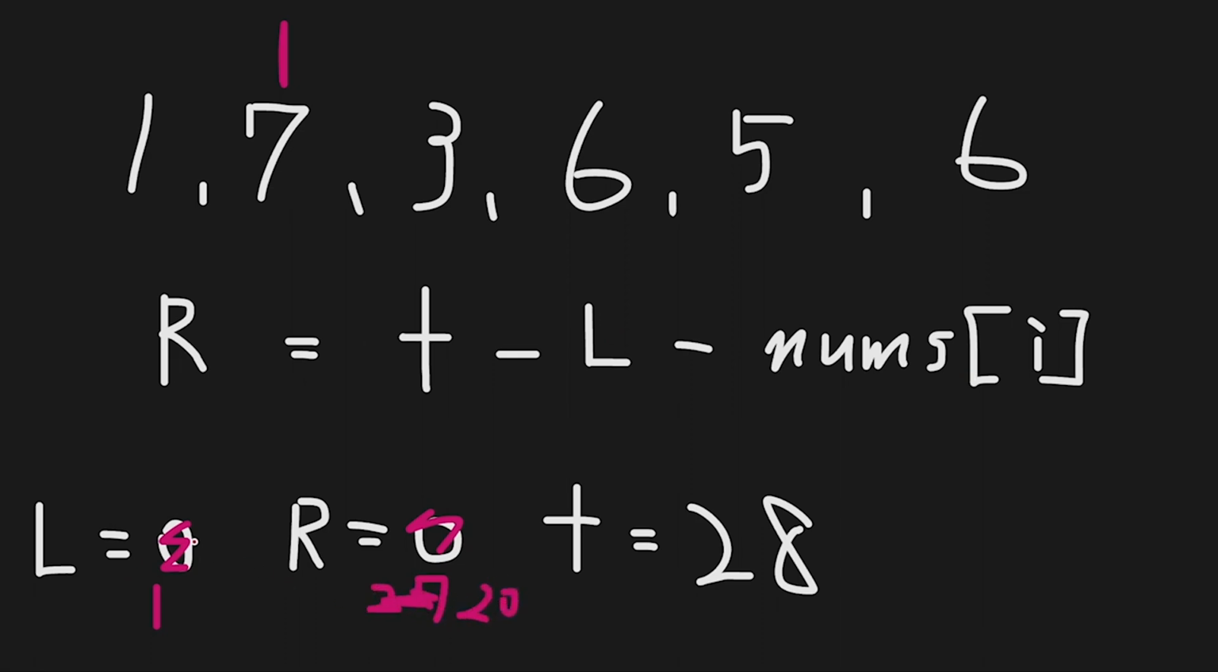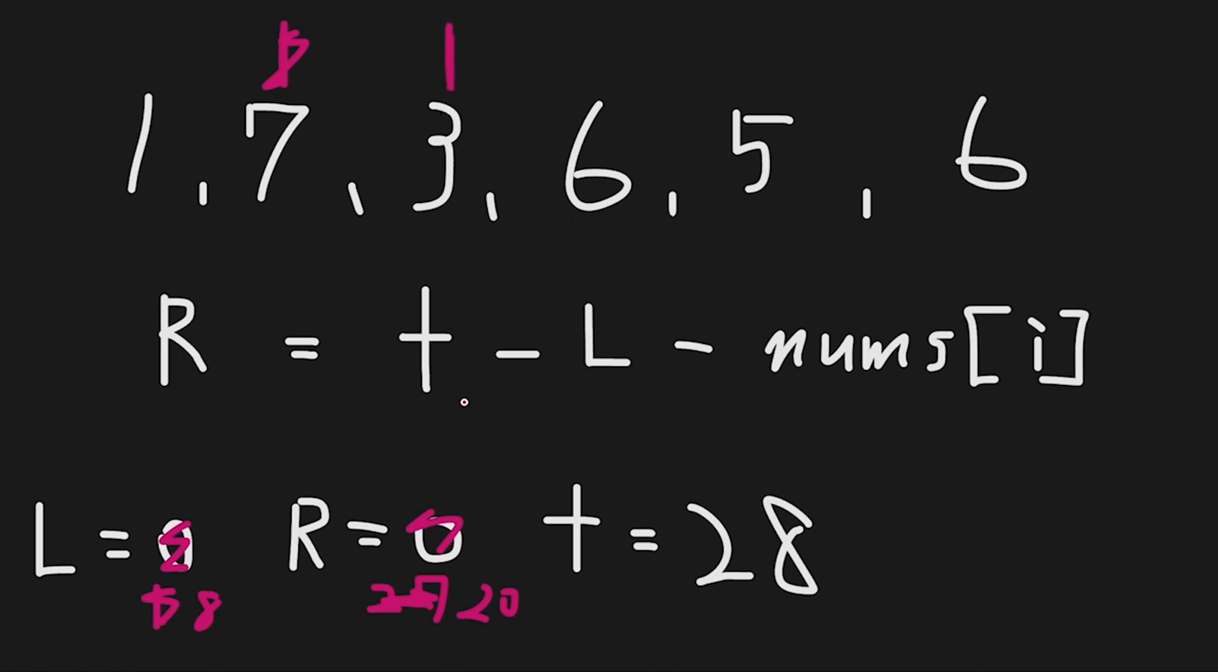And compare two numbers, the left sum and the right sum, and they are not the same. In that case, add the current number to the left sum. So now the left sum is 8. And then move next. So the pivot index is now 2.